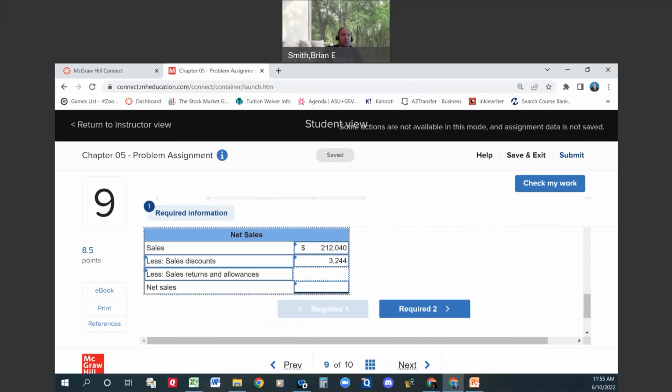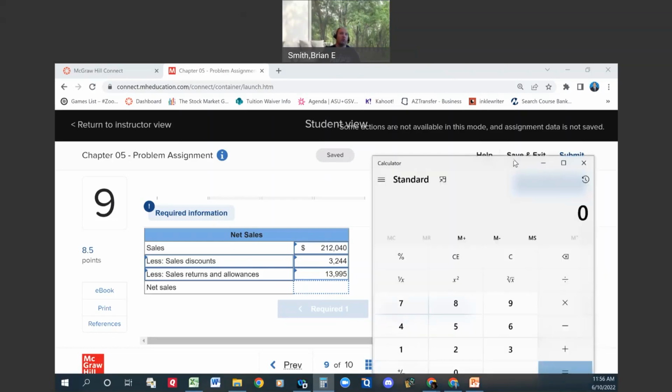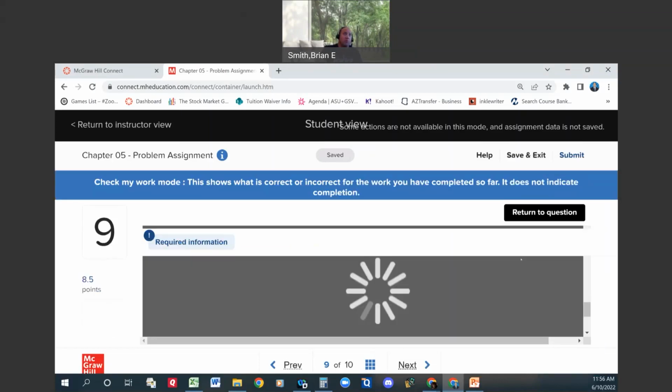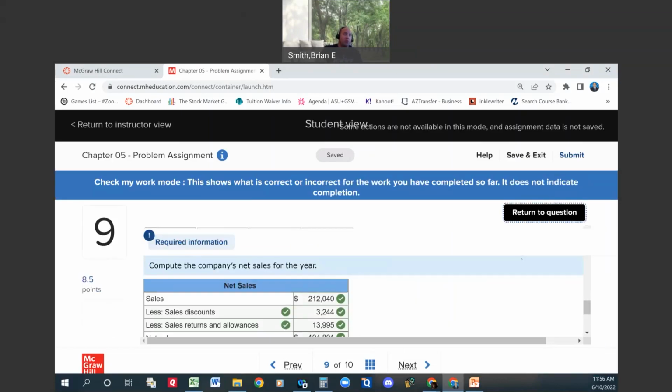Okay, so let's go ahead and pull up our calculator. We're going to take 212,040, subtract out sales discounts and returns and allowances, for a total of 194,801. Check our work. And we're doing pretty good. Not complete because we've got requirement 2.